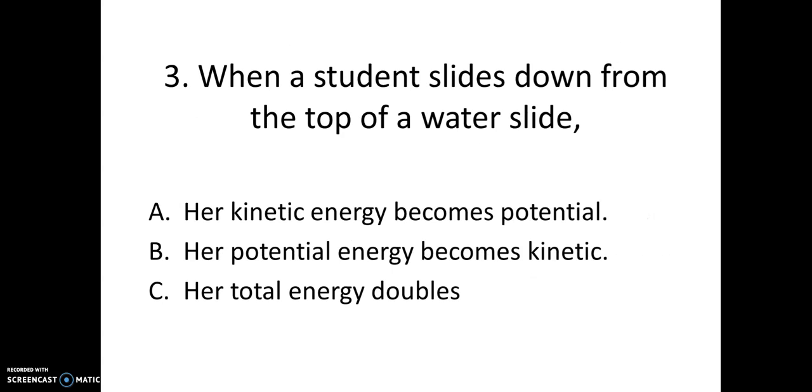Okay, question 3 is multiple choice. When a student slides down from the top of a water slide, A, her kinetic energy becomes potential, B, her potential energy becomes kinetic, C, her total energy doubles. Which option do you think is correct? Yeah, her potential energy becomes kinetic. So she has gravitational potential energy, and then she moves, taking that potential energy and turning it into kinetic energy.